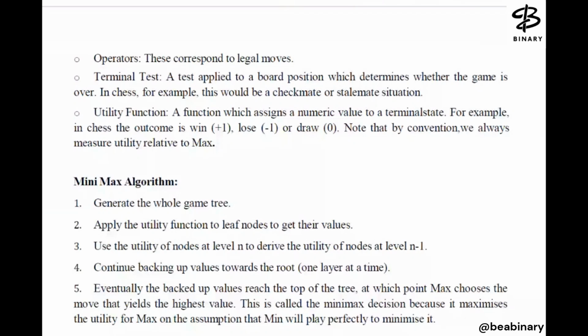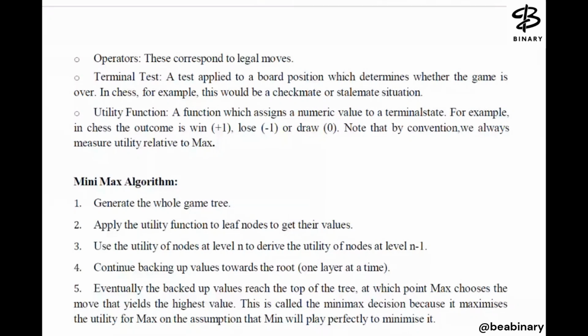If it is a +1, the player has won. And if it is a -1, he has lost. Or if it's 0, then it means it's a draw. Note that by convention, we always measure utility relative to the maximizer. Right? Now, what is the minimax problem?